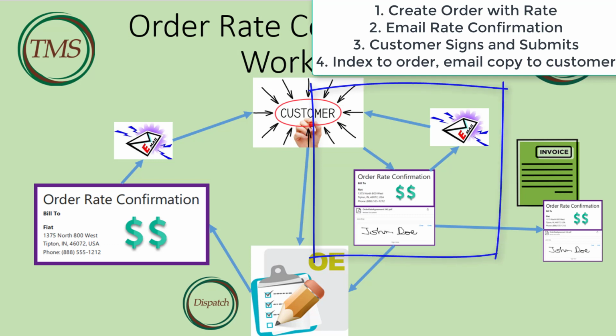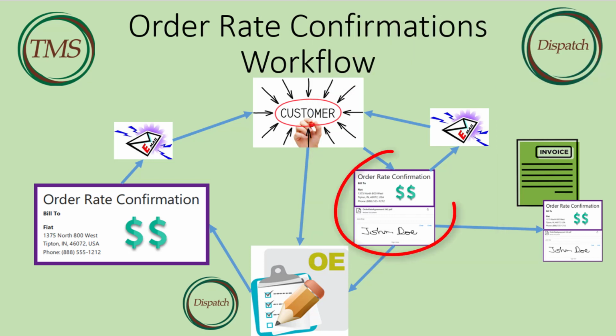Fourth, the system will superimpose the printed name and signature on the rate agreement on a PDF document and index it to the order. It will also send you and your customer an email copy of the same document. Both you and your customer have the exact same signed document. Once it is indexed with the order, it is a simple task to have it included with the invoice. Now let's see this whole process online.